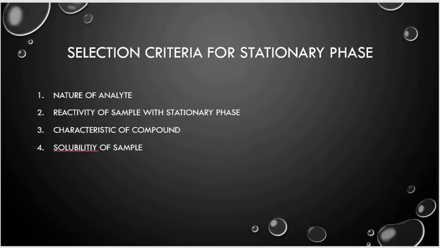Now we have the selection criteria of stationary phase, that is, how to select our stationary phase for our TLC. So we have to check the nature of the analyte, whether it is organic, inorganic, inert, non-inert, which type of analyte we are going to use. Then the second is the reactivity of the sample with the stationary phase, whether the sample is very reactive or non-reactive with our stationary phase, which type of RF value it is going to give us, whether a high RF value or a low RF value.